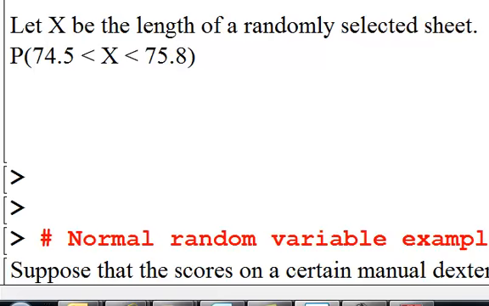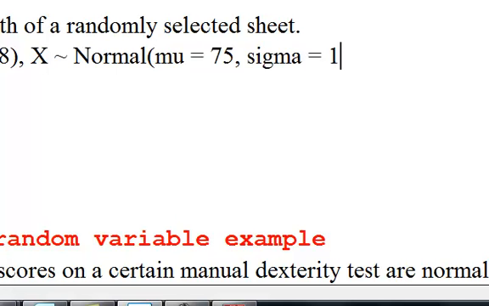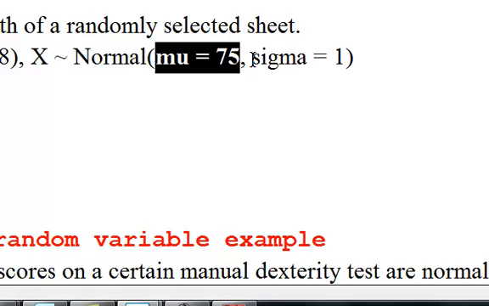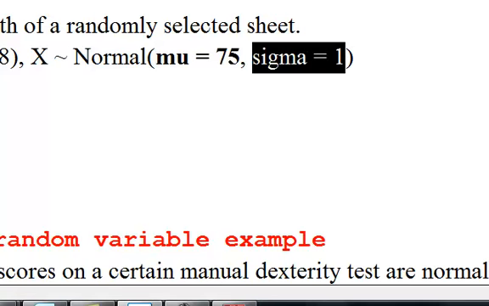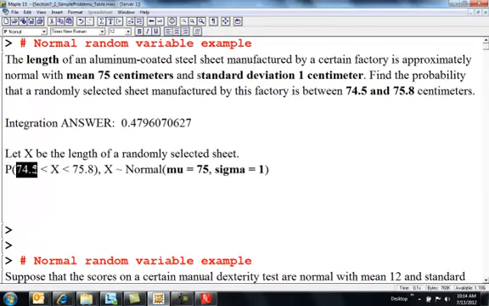So what we did the other day is we said, x is a normal random variable with a mean of 75 and a standard deviation of 1. All we did was put these values into the probability density function for a normal random variable, and then we integrated between 74.5 and 75.8, and we got a probability. So you can always go that way. That is actually what is happening.